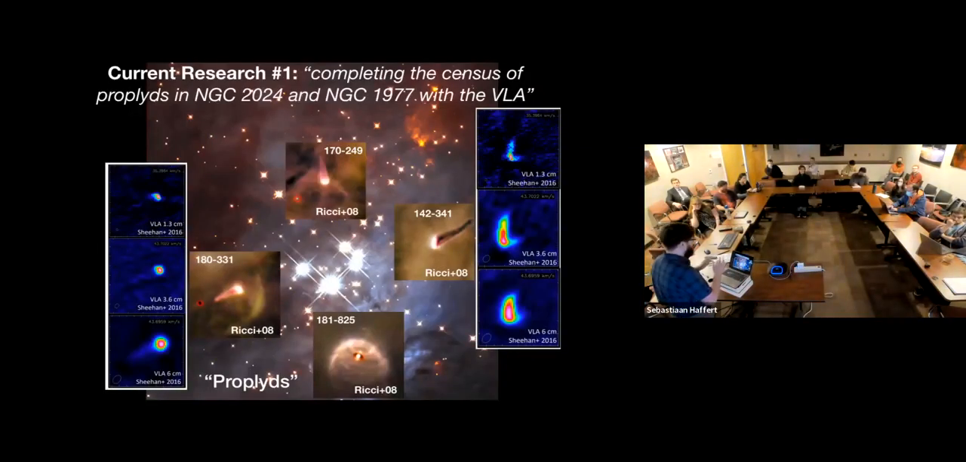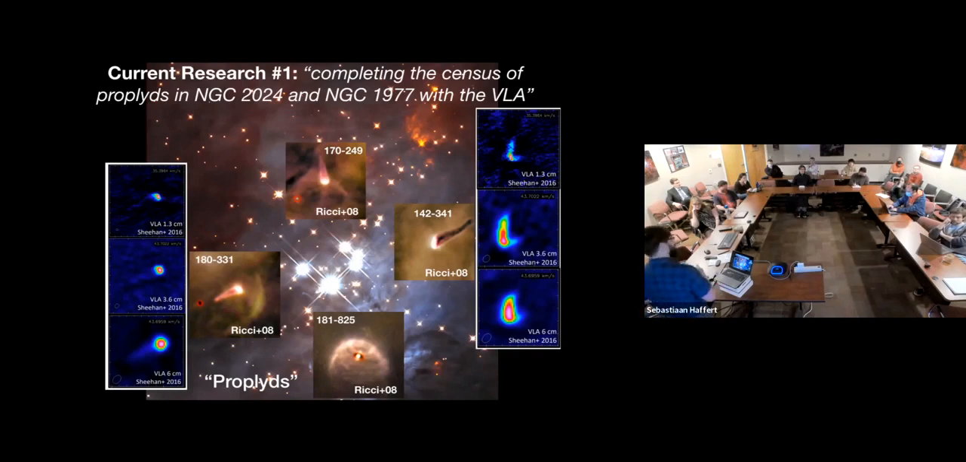Okay, so in the last few minutes, thank you for still being here. I'd like to talk about some new work that I'm leading with the VLA and that I'll be continuing leading in future years. So like I said, we have a pretty good understanding of which disks in the ONC are losing mass due to the presence of massive stars.